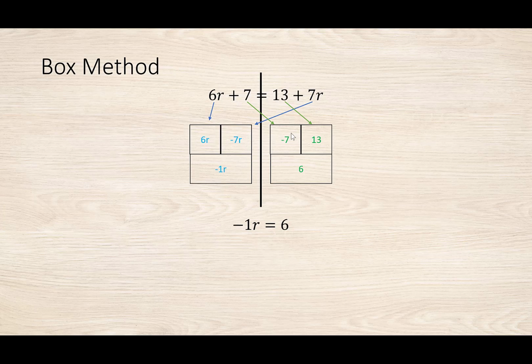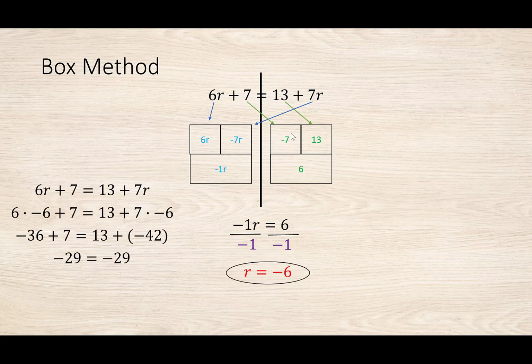And a lot of people want to stop here, but we're not actually done with the problem. Remember, we're trying to solve for r, not negative r. So we have to divide both sides by negative 1. Negative 1 divided by negative 1 is a positive 1. So positive r, or positive 1r, equals negative 6. We can go through, we can check our answer. We get negative 29 equals negative 29, so we know that we are good to go.